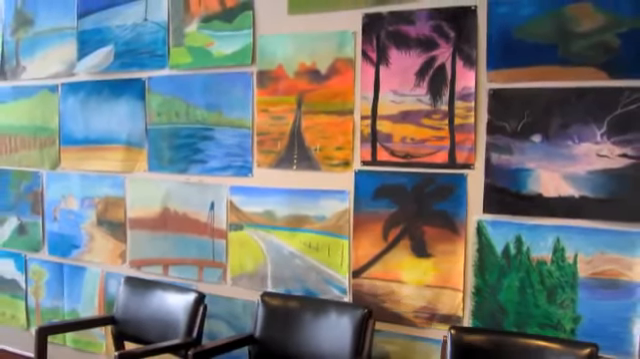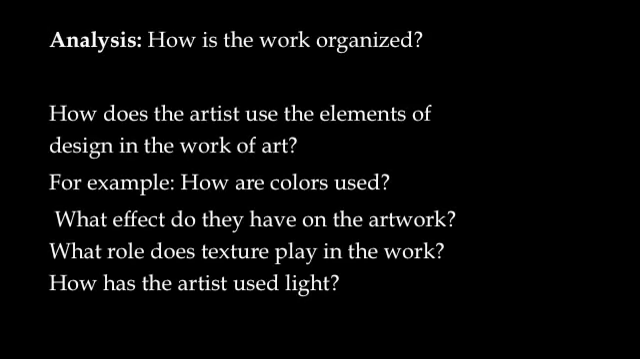The next step that we're going to look at in the art criticism process is the analysis. Now you're going to really consider how the work is organized. And this refers back to the elements of design, which we've discussed. The elements consist of line, shape, value, which is lights and darks, color, texture, space. And how do they impact the work of art?